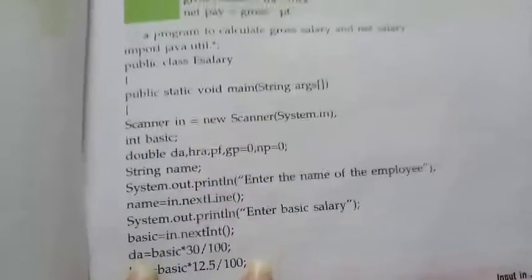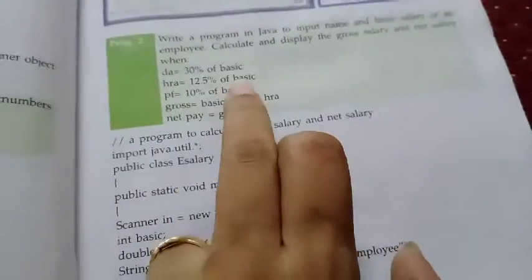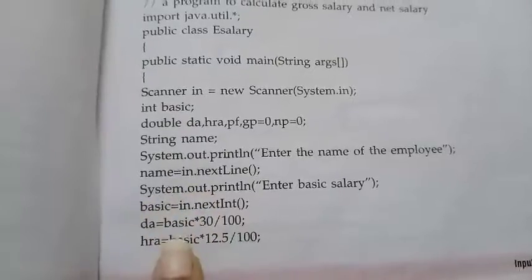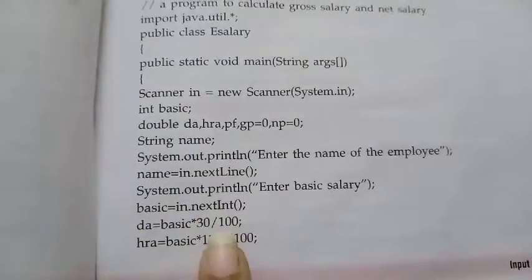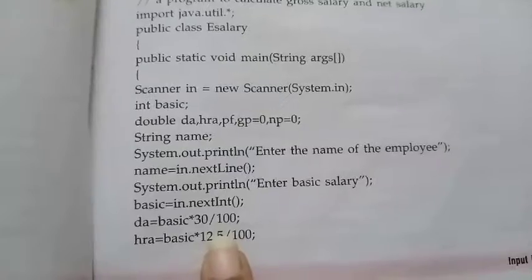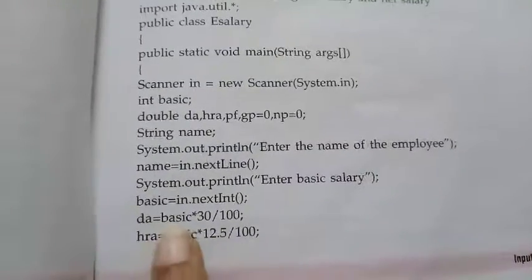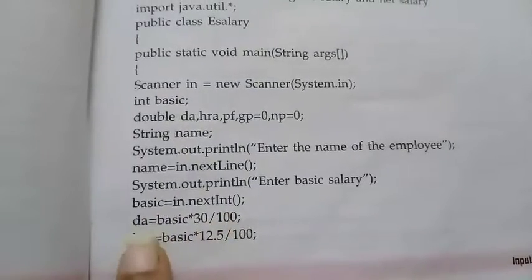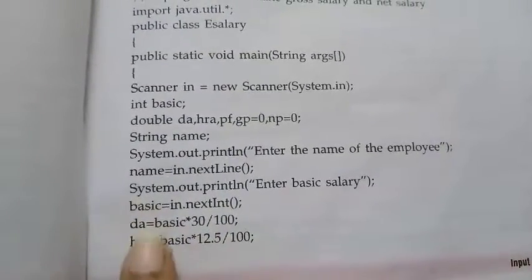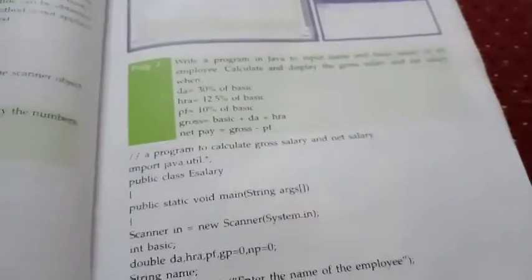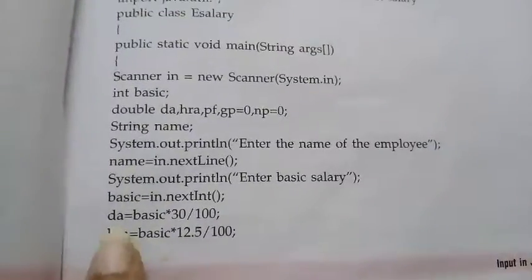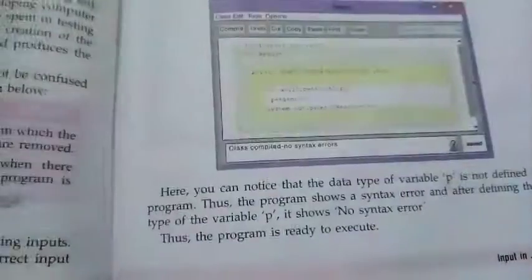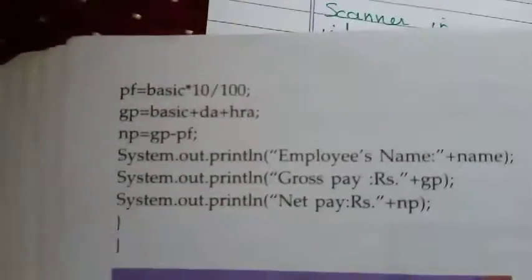Then DA, we are going to calculate DA. So DA is 30% of the basic. So basic is the salary which we got as basic salary, into 30 by 100. 30% means what? 30 by 100. You know how to calculate the percentage, right? So basic into 30 by 100 gives you the 30% of the basic salary, which is your DA. Then is your HRA. HRA is 12.5% of the basic. So we are calculating basic into 12.5 by 100. So next is your PF.